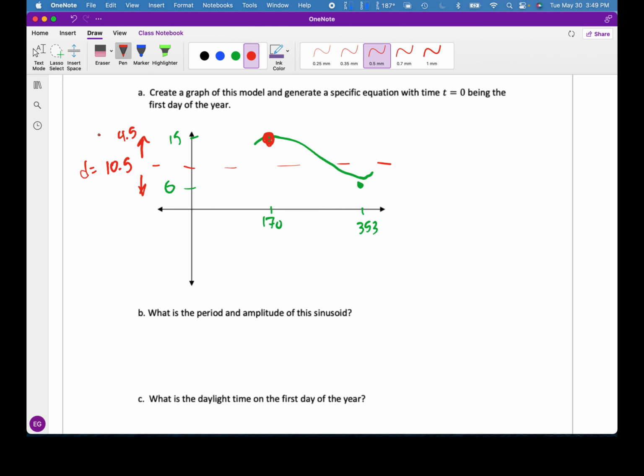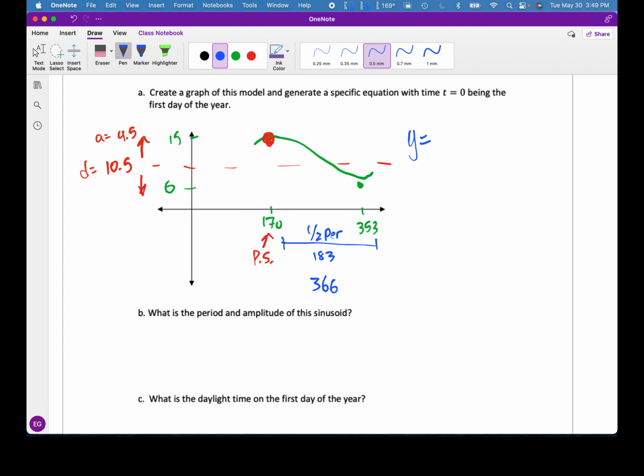So this is the d value, this is the amplitude. This I'm going to let be the phase shift. All right, and the only thing we need to figure out next is the period. Our period is going to be twice as long as this length. So I'm going to do 353 minus 170. That gives me 183 is half the period. So the full period is going to be times 2 of that. So that's 366, must be a leap year.